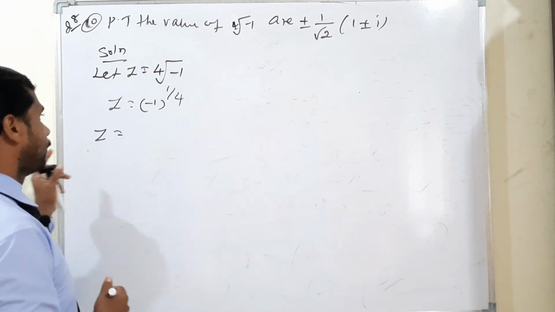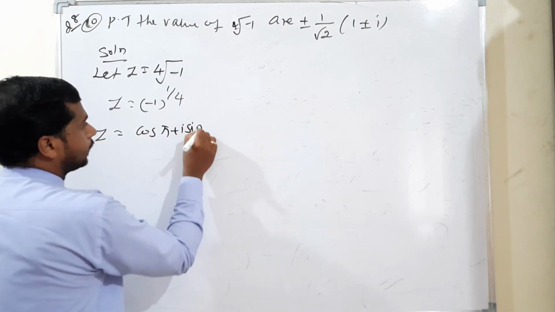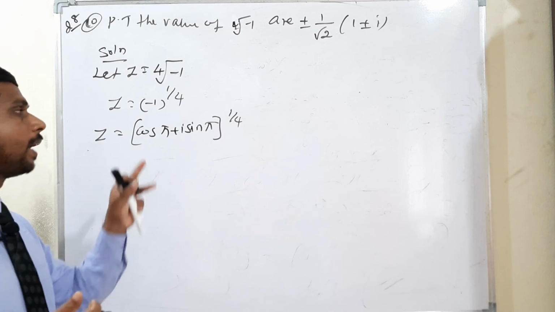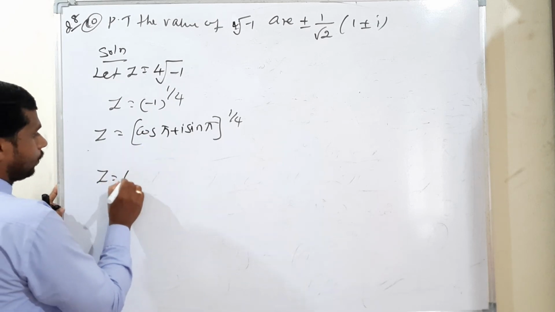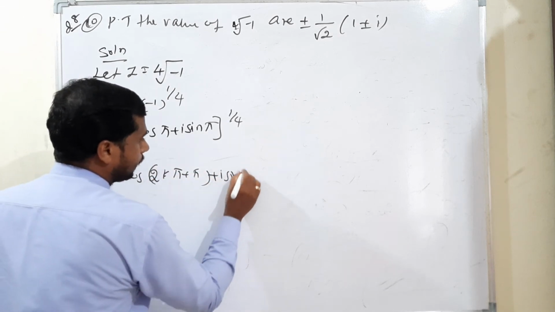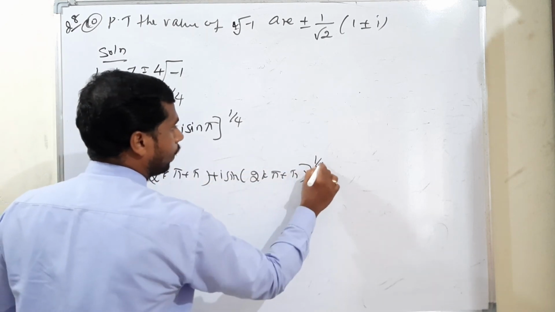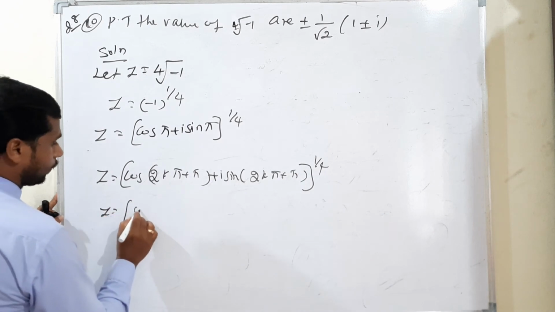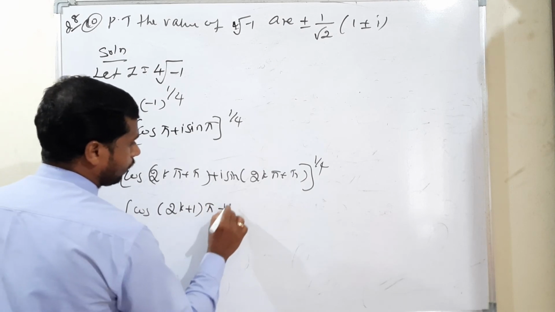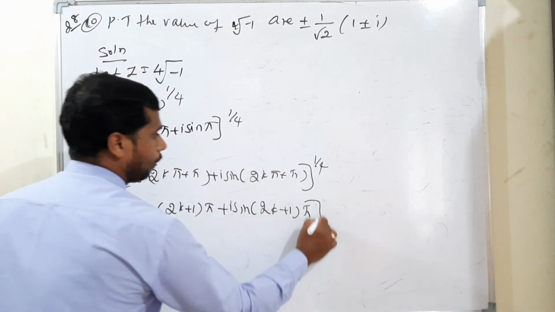So instead of minus 1 we can write it in basic form: cos pi plus i sin pi, the whole power of 1 by 4. What is the general term of polar form? Add 2k pi. So z is equal to cos of 2k pi plus pi, plus i sin of 2k pi plus pi, the whole power of 1 by 4. Then z is equal to cos of (2k plus 1) into pi plus i sin of (2k plus 1) into pi, the whole power of 1 by 4.